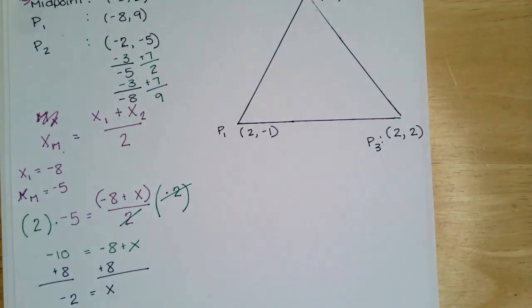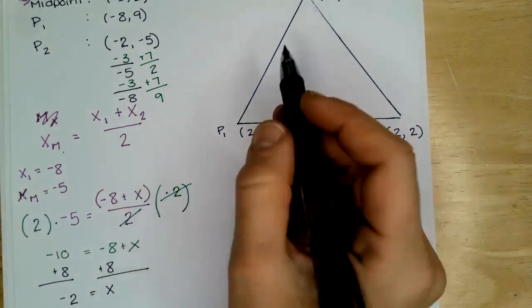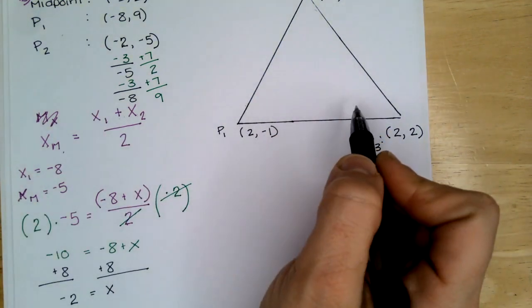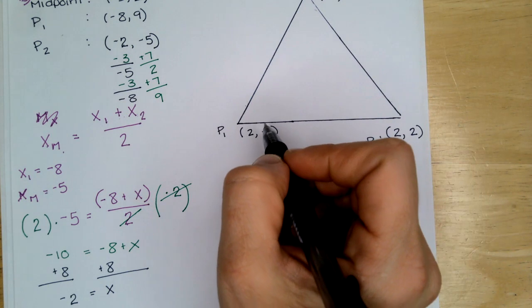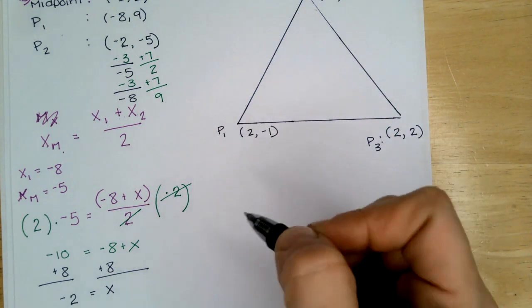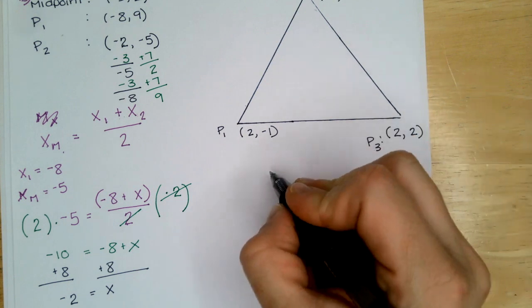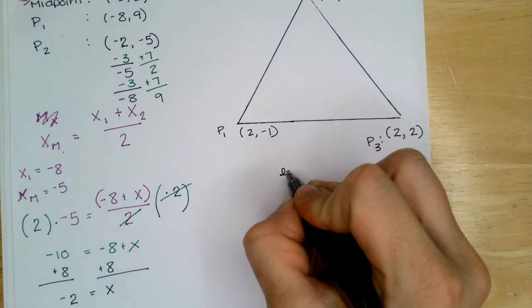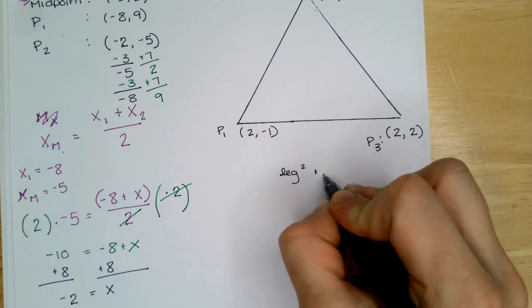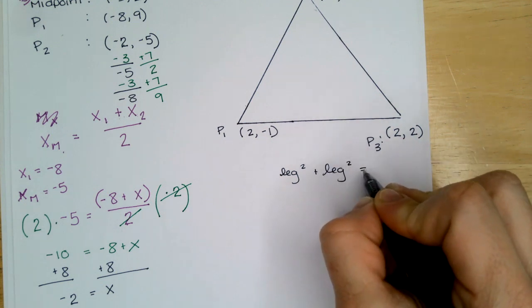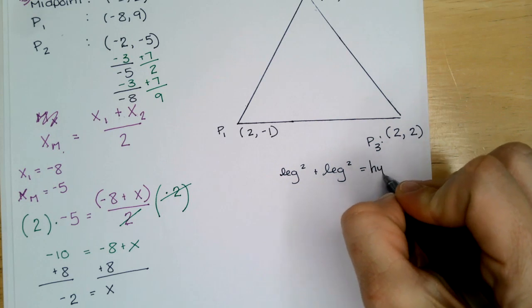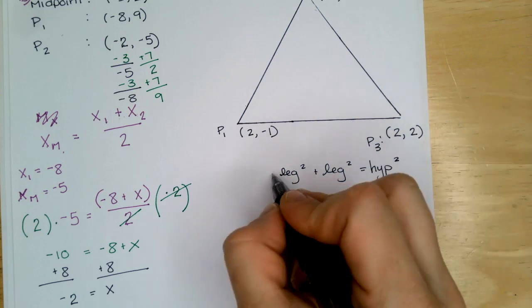It wants to know, is this an isosceles triangle? An isosceles triangle has two sides of equal length. A right triangle has one side that is perpendicular to one of the other sides, but it also has this leg squared plus this leg squared is equal to the hypotenuse, or the longest side, squared. So that would be a right triangle.